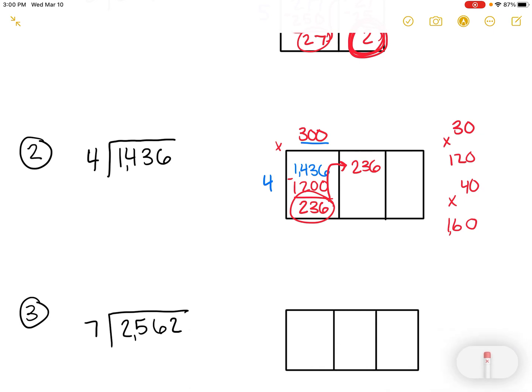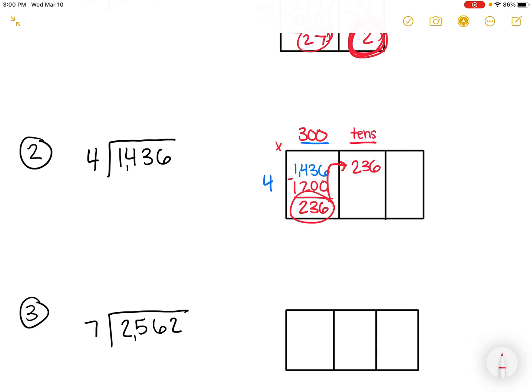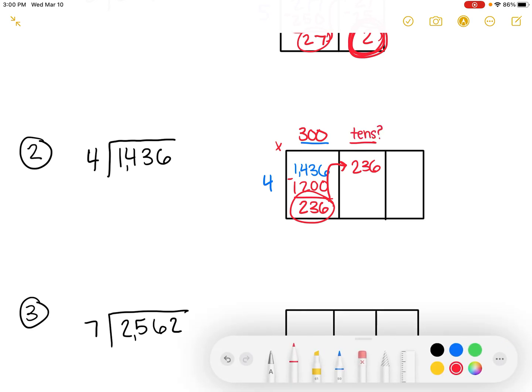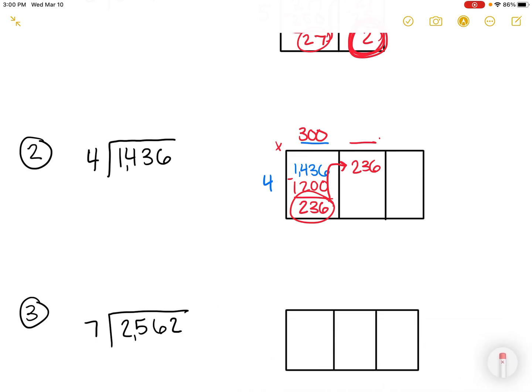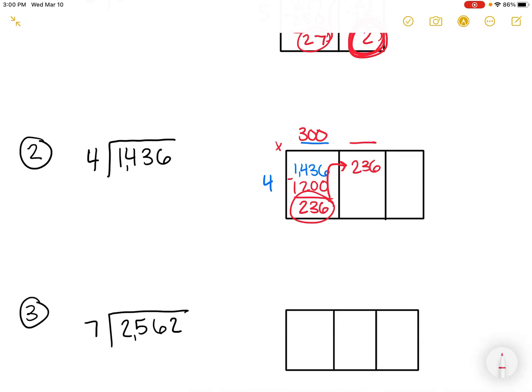Now I have to ask myself, how many times does 4 go into 236 without going over? So basically we're going to look to see how many 10s do I need to find. Is it going to be 10, 20, 30, 40, 50, or so on? So let's try 4 times 5, or 4 times 50.